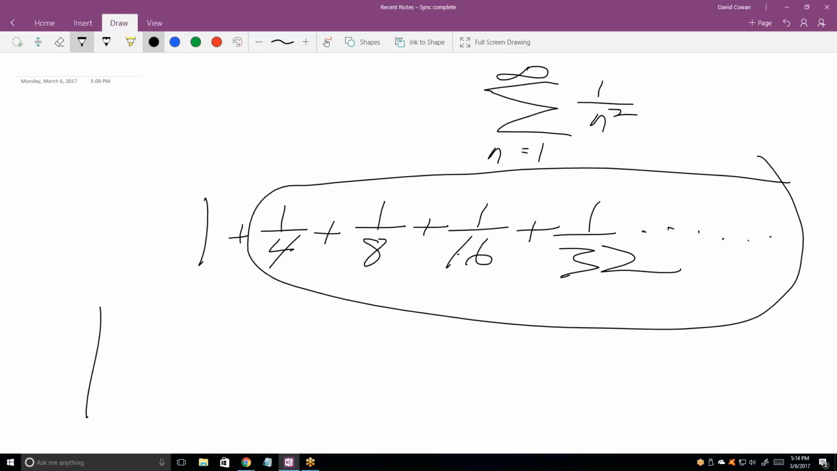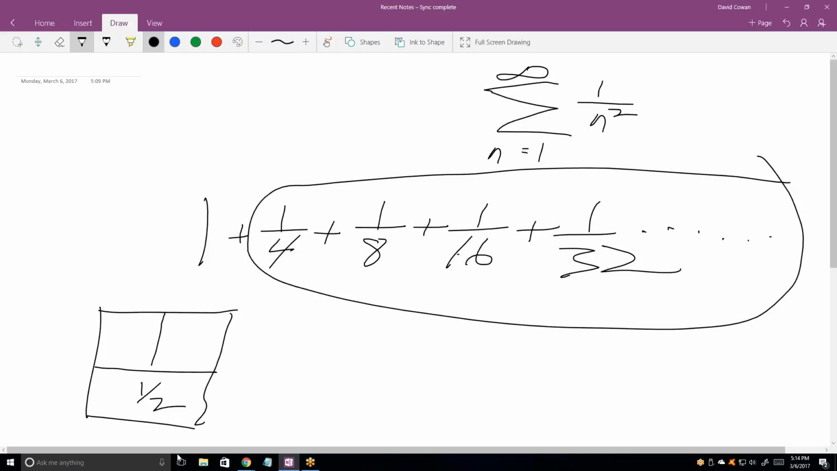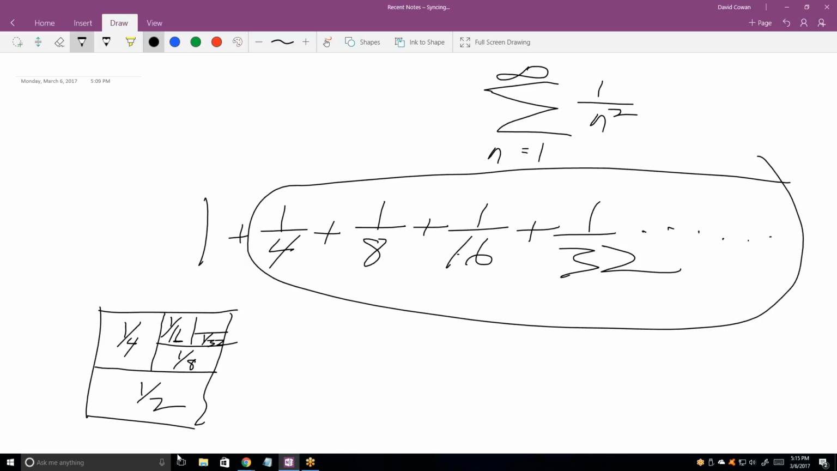And the only thing you need to convince you of that is to take a square and start dividing it up. Well, there's 1/2 of the square. Divide that part up, that's 1/4. Divide that in half, that's 1/8. Divide that in half, that's 1/16. Divide that in half, that's 1/32. So you can see that 1/2 plus 1/4 plus 1/8 plus 1/16 plus 1/32 plus all the rest of this adds to 1.